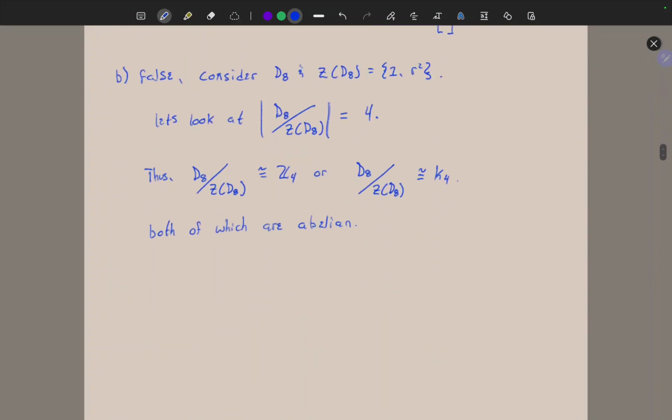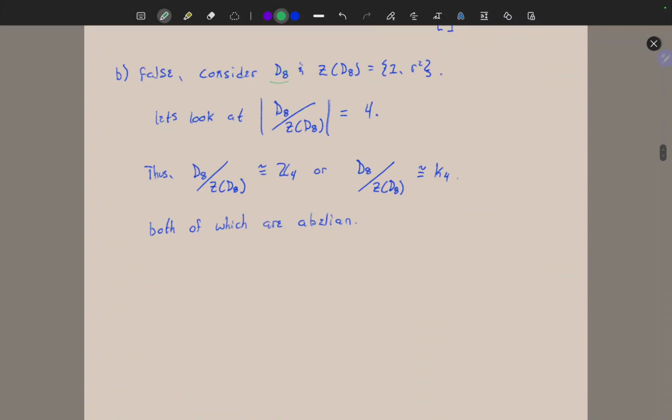But what's going on here is that D8 itself is not abelian. And that's our counterexample. That disproves the statement. So thus, not true. And that proves part B of this problem here.